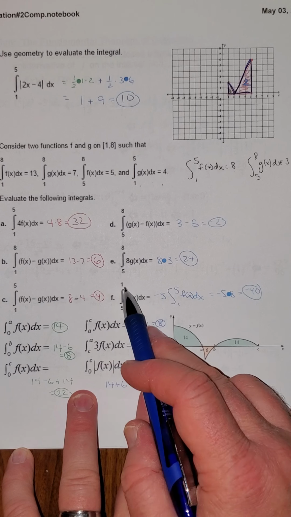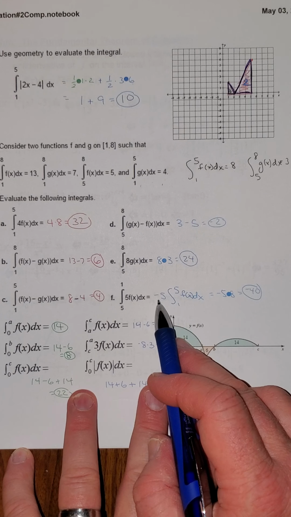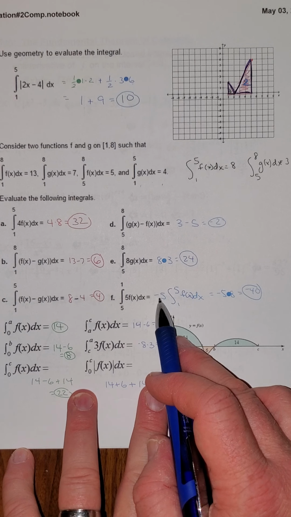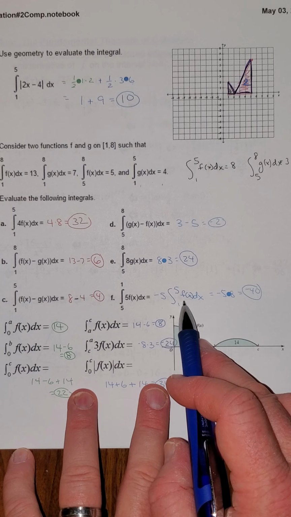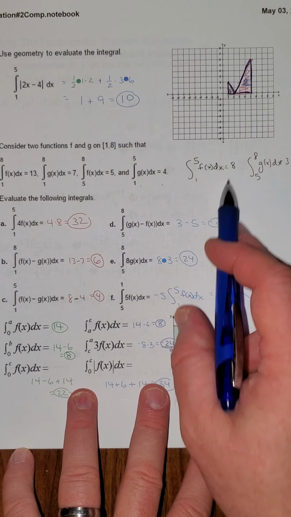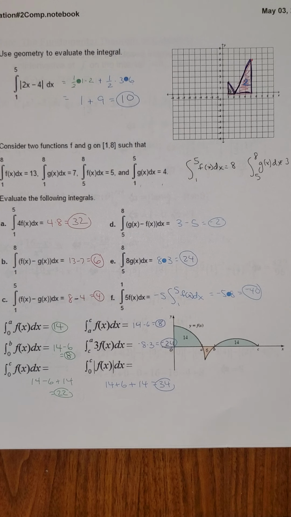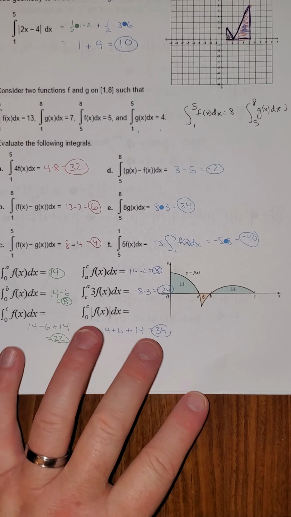Here, from 5 to 1, let's flip it and make it 1 to 5 and put a negative out front. Let's drag that 5 out front too. It's a negative 5 as my constant, and we know the integral from 1 to 5 of f of x dx we found to be 8. So this is negative 5 times 8. Gives me negative 40. Got to be able to use your properties for your integration.